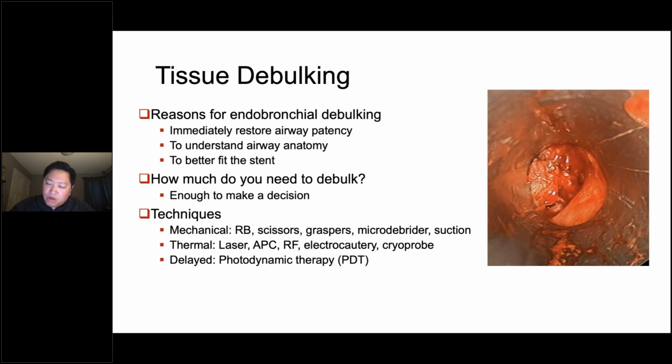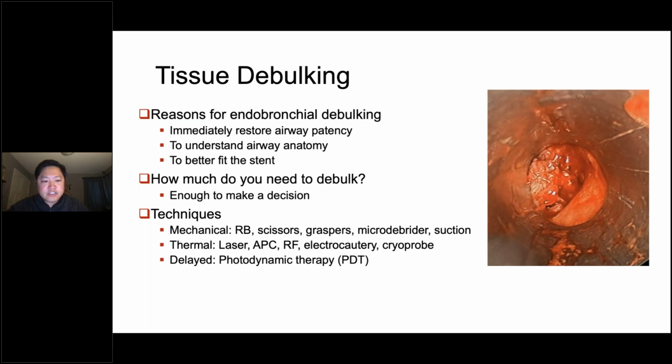So how much do you need to debulk? I tell my fellows that there's no exact number. It's really enough to make a decision. So if you debulk enough and you're able to get past it and see distal airways, to me, that's great. I usually don't spend another 30, 40 minutes trying to debulk the tumor if I can just put a stent across it. And if you don't see anything past it, then placing a stent might be really risky, and we try to avoid those.